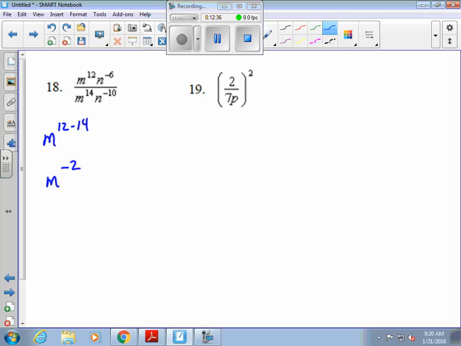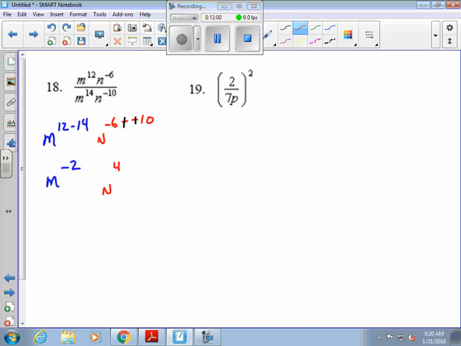The other one, n to the negative 6 minus a negative 10. Remember, minus a negative tells you to add a positive. Negative 6 plus 10 is going to be n to the positive fourth. Now you have something that says m to the negative second, n to the positive fourth.